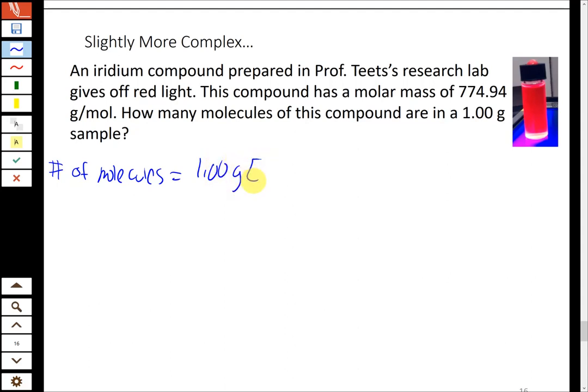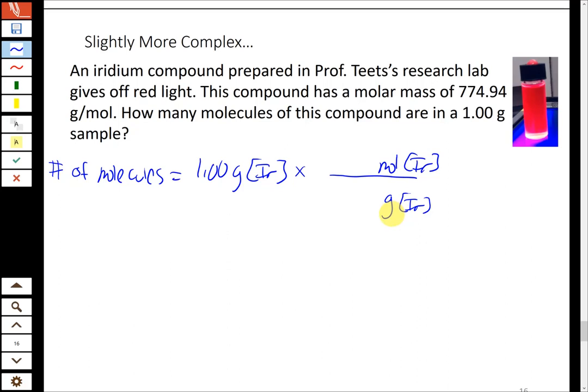I'll just label it as iridium in brackets. We don't have the exact formula for this compound, but we don't need it for this problem. So we have 1 gram of the compound, and we're trying to find out how many molecules there are. But again, we don't have a direct relationship that goes from mass to number of molecules, so we're going to go through moles first. So we want grams to cancel out and convert into moles. As I said, when in doubt, convert into moles first. That's what we're going to do here.